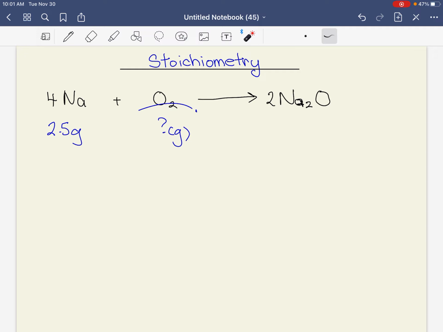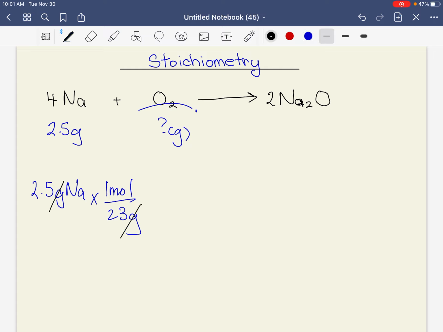This time the ratio is 4:1. Let's do this. So 2.5 grams of Na. Again, change it to moles. That way, you have moles of Na. This time, you're going to relate the mole ratio of Na and oxygen gas. So it's 4:1. What that means is that for every 4 moles of Na, you need 1 mole of O2.